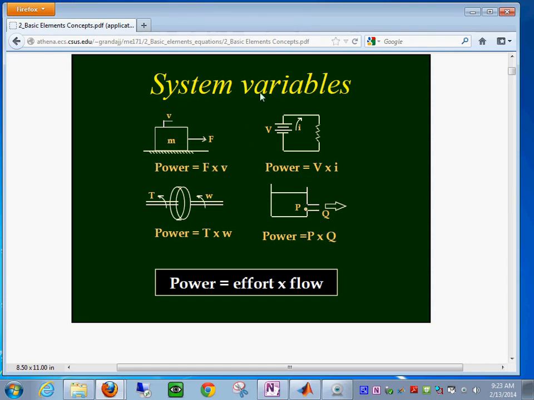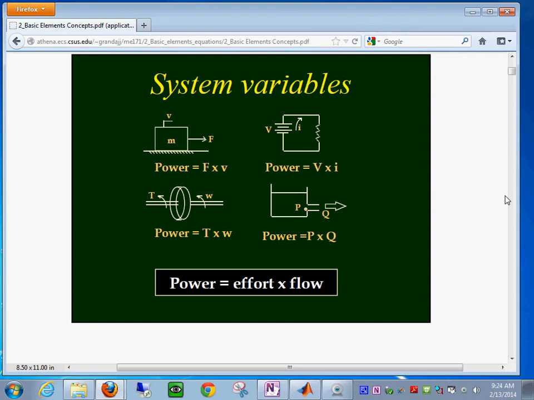So these are the so-called system variables. The way we represent each of the elements and their interaction with the other elements in the system is through these system variables: either force and velocity, torque and angular velocity, or voltage and current.